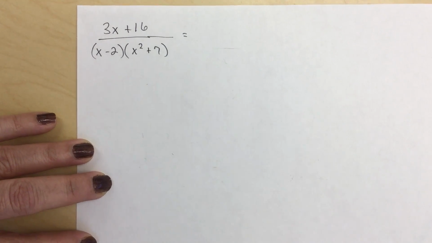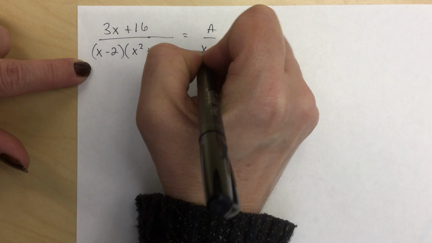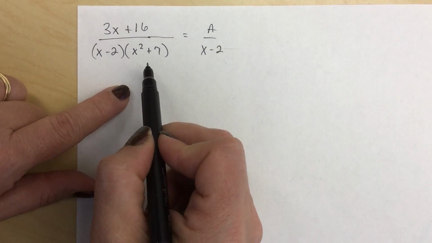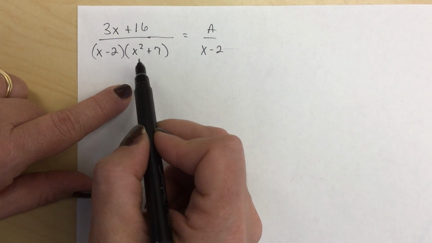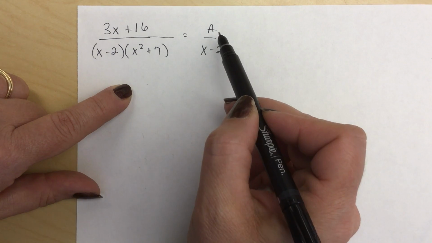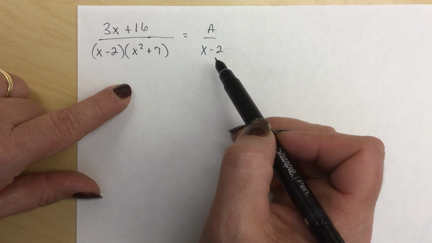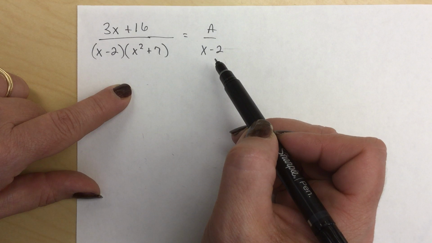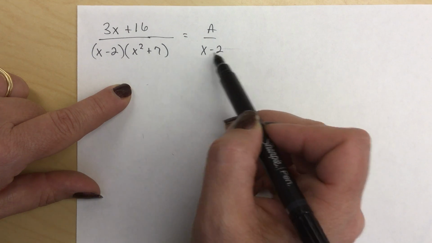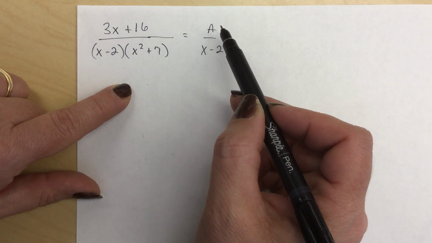Okay, so when you have something like this, you're going to have an a over x minus 2, but we have an x squared inside our parentheses. This isn't x plus 7 squared, it's x squared plus 7. The thing above the denominator is always going to be 1 degree less than the denominator. So x minus 2 is a first degree. It's like a line. So a is just going to be a number. It's going to be a constant.